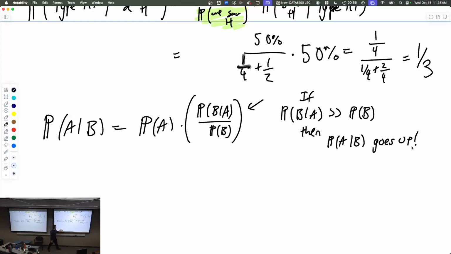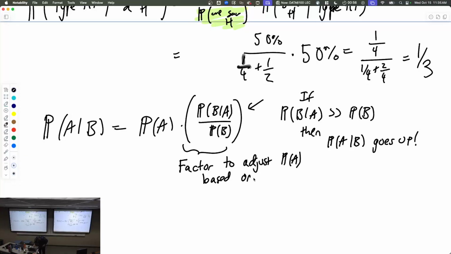And vice versa, if the probability of B given A is much less than the probability of B, then the probability of A goes down. So you are adjusting the probability up and down based on how big this number is. This is like a factor to adjust the probability of A based on the evidence. Some people like to say this is how surprising B is. So that's one interpretation.